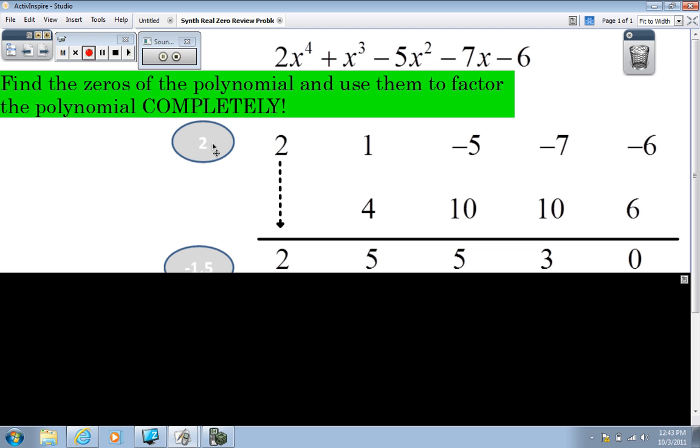And then we repeat the process. Again, the 2 times 5 is 10. Add them up, you get 5. One more time, 2 times 5 is 10 again. Add them up, you get 3. And then one more time, 2 times 3 is 6. Now in this last column here, you should have a 0.